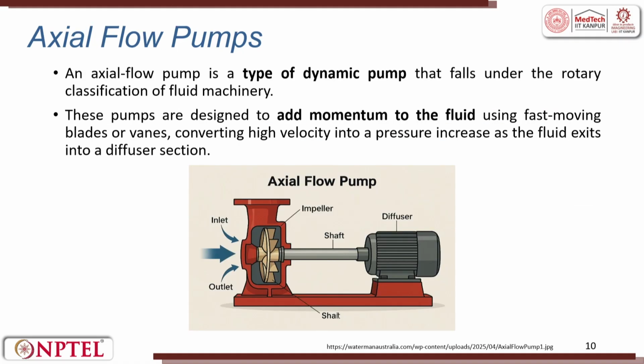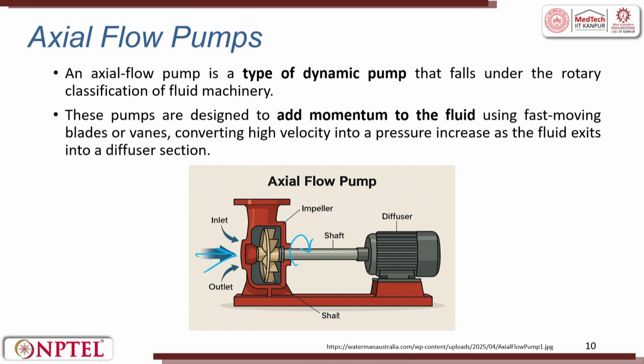Axial flow pumps. Axial flow pumps, you can see there the water is flowing along the axis. An axial flow pump is a type of dynamic pump that falls under the rotary classification of the fluid machinery. These pumps are designed to add momentum to the fluid using fast moving blades or vanes. So, there is a diffuser, there is a shaft, right, there is an impeller. So, this is an impeller, this impeller rotates.